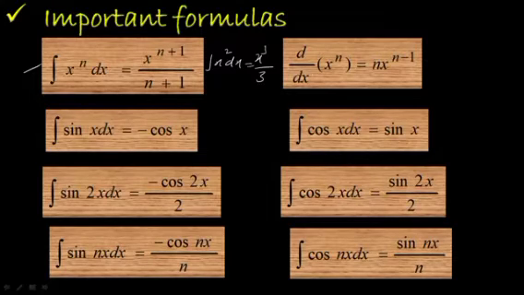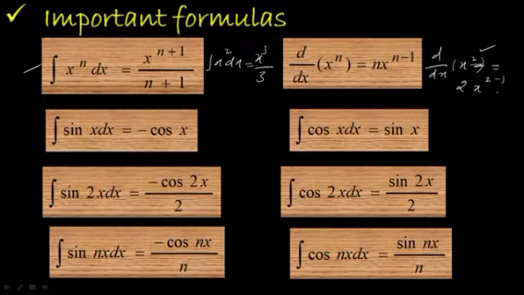In the case of differentiation, d by dx of x to the power n is equal to n x to the power n minus 1. Suppose you are going to differentiate the same function x square with respect to x, what happens? First you write the power and reduce the power by 1. That is 2 minus 1. That is 2x. Am I right?